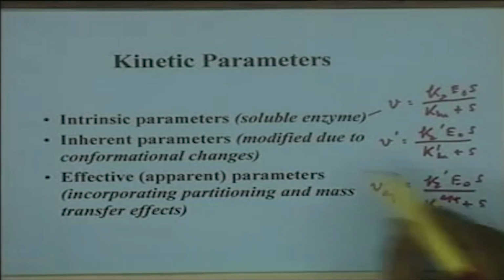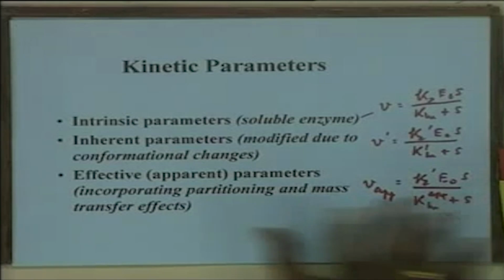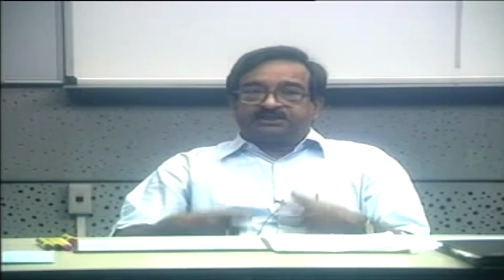Now essentially, the apparent parameters are those which can be modified, which can be taken care of by reactor operation. That means, as I mentioned some time earlier, the effect of film diffusion, the thickness of the film, can be controlled either by increasing the linear flow velocity in the case of a packed bed reactor, or by increasing the agitation speed in the case of a CSTR.